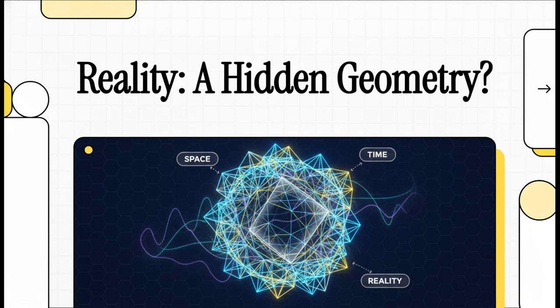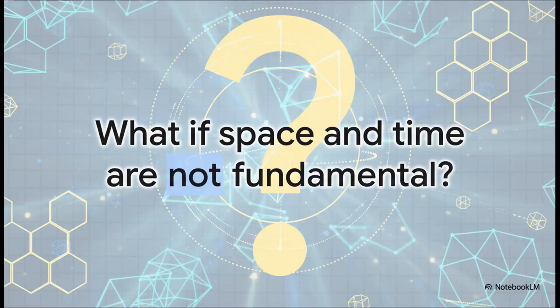We're about to dive into a really wild idea. What if the reality we see, everything around us, space, time, isn't what we think it is? What if it's all built on a kind of hidden geometry? I mean, really think about it. What if the smooth, solid world we experience isn't the base layer of reality? What if it's actually an illusion, something that emerges from a deeper, geometric code?